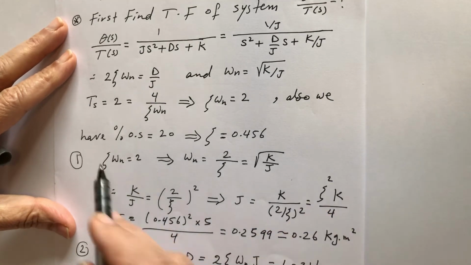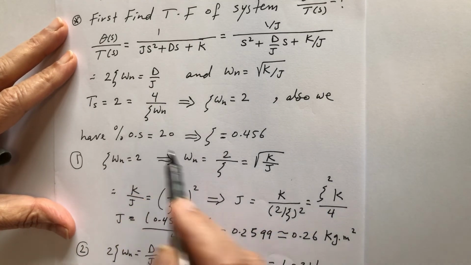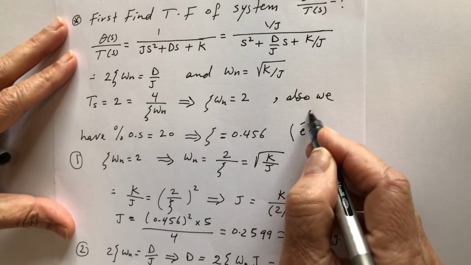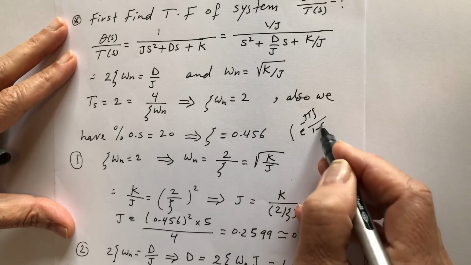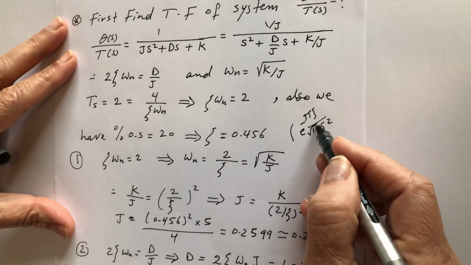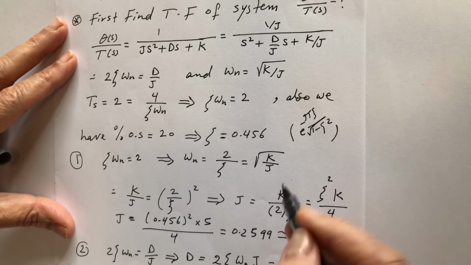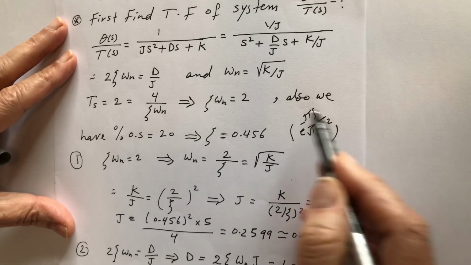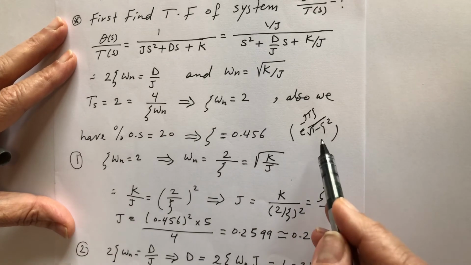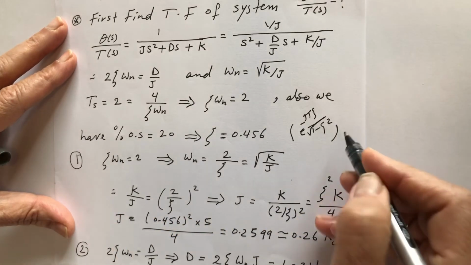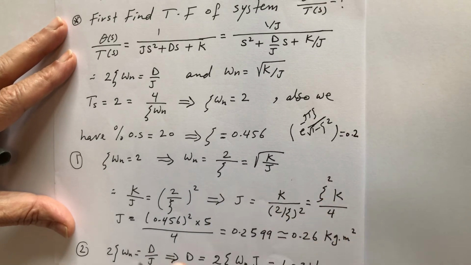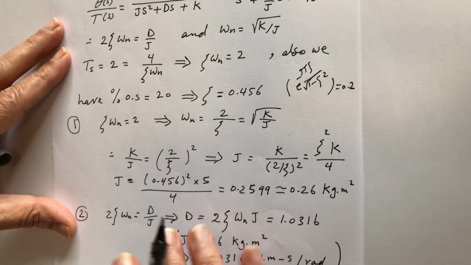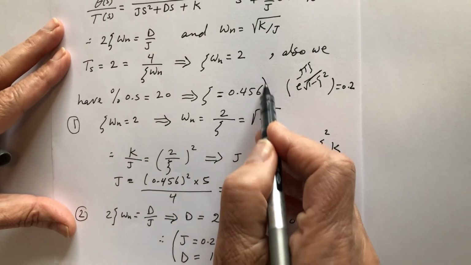We also have given that percent overshoot equals 20%. We can find zeta. How do you find zeta? Percent overshoot is equal to e to the power of minus zeta pi over the square root of 1 minus zeta square. Use this and from it you can find zeta. This is known, it's 20%. Take away the 100, so it will be 0.2. So this equals 0.2. From this you can find zeta by taking the inverse exponential and working on it. So from this we get zeta equal to this, okay?